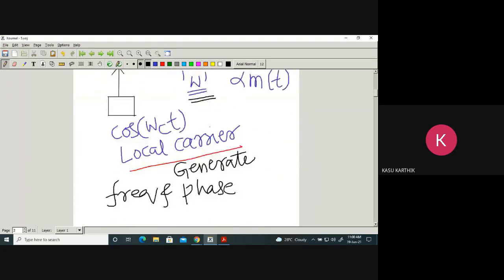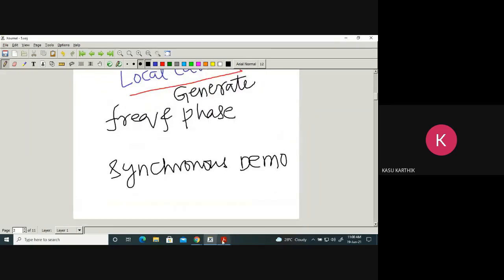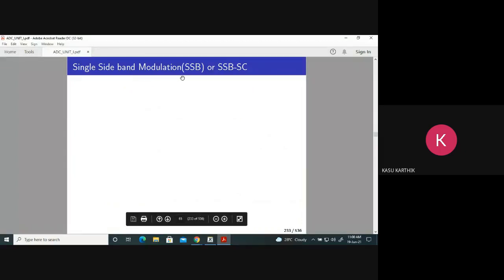Now we go to the next modulation technique, called SSB, single sideband modulation, or SSB-SC, single sideband suppressed carrier. Here, in AM we had the carrier and two sidebands in the spectrum. In DSB-SC we suppressed the carrier and transmitted only two sidebands. Now I will transmit only one sideband, either the upper sideband or the lower sideband. Then it is called single sideband suppressed carrier. We are suppressing the carrier and also one of the sidebands.